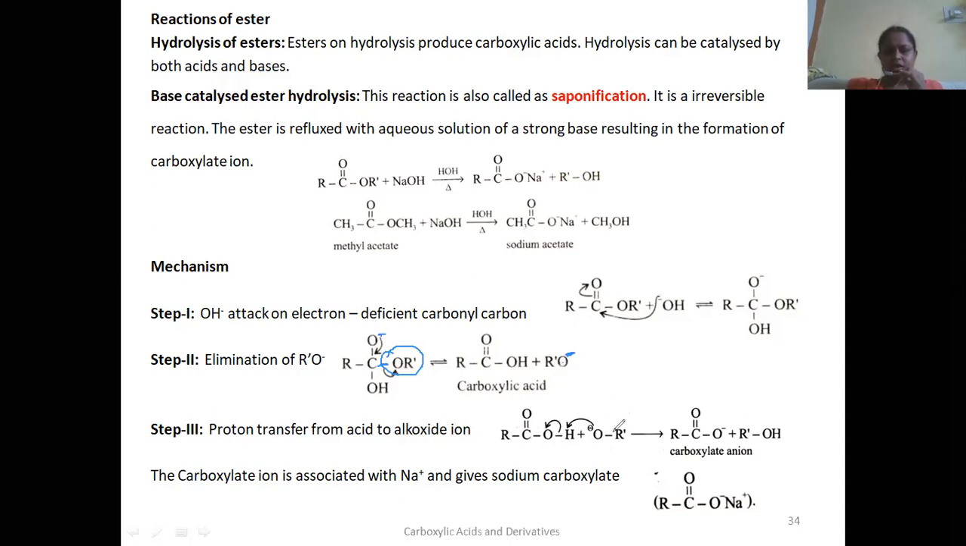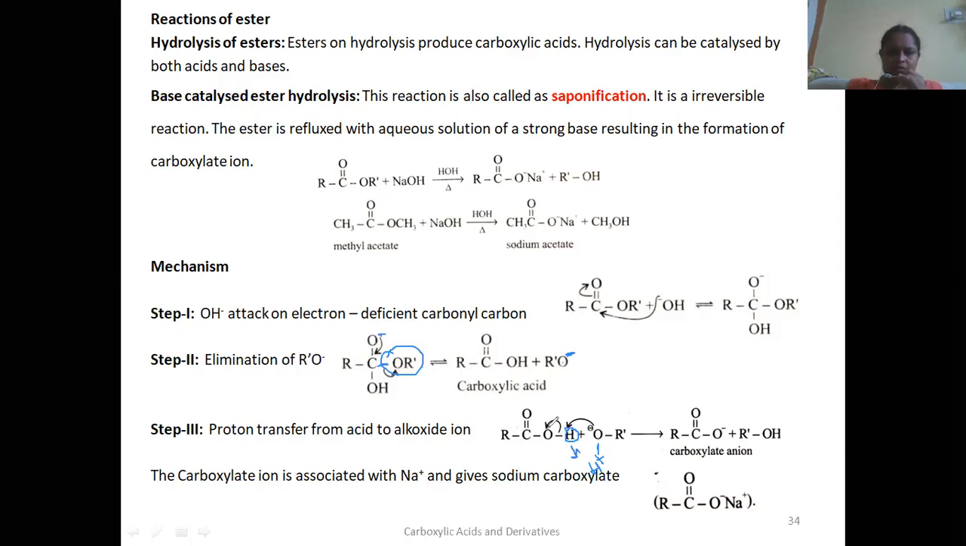Once the alkoxide is formed, since it is highly unstable, this O minus ion will take up this proton. Therefore this hydrogen is eliminated as H plus. This H plus ion is taken by this O minus, forming R dash OH. A new bond is formed here between O and H, giving R dash OH. Now since H is eliminated as H plus, the bonded electrons will stay with the oxygen itself.